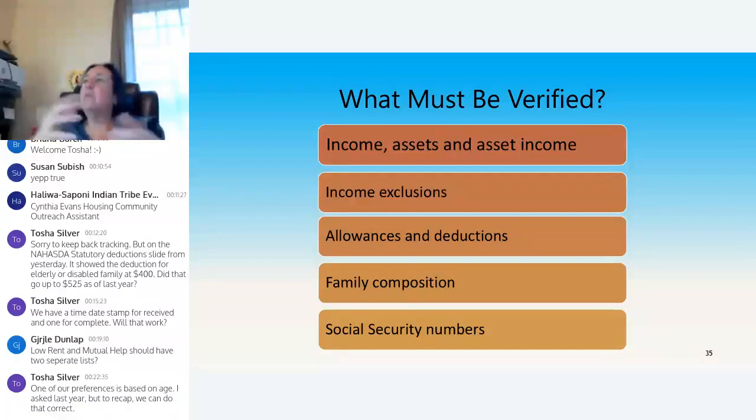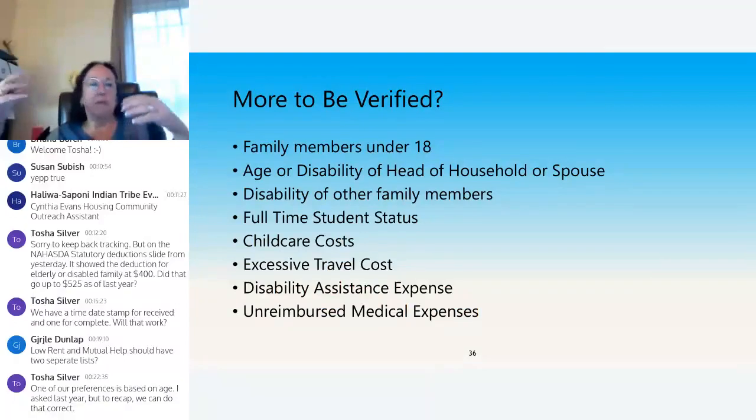You also have to verify Social Security numbers. More to be verified: family members under 18. Why? So you don't have to count their money. You can give them a dependent deduction. Also the age or disability of the head of household or the spouse, the elderly or disabled deduction, the disability of other family members, full-time student status, child care costs, excessive travel costs, disability assistance expenses, and unreimbursed medical.